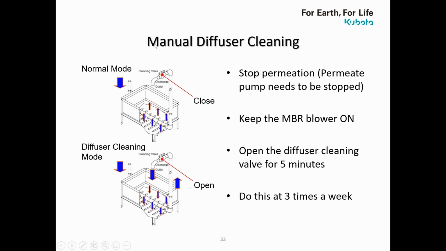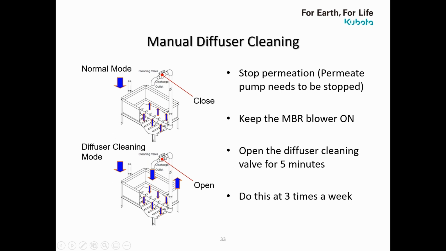When the plant has a manual diffuser cleaning valve, not automated, you want to open this valve. But when you open these valves, please make sure that the permeate pump is stopped. So manually, you stop the permeate pump. If it's a gravity plant, you have to shut down the permeate valve, and then you just open this valve manually. You keep the blower on, and that's it.